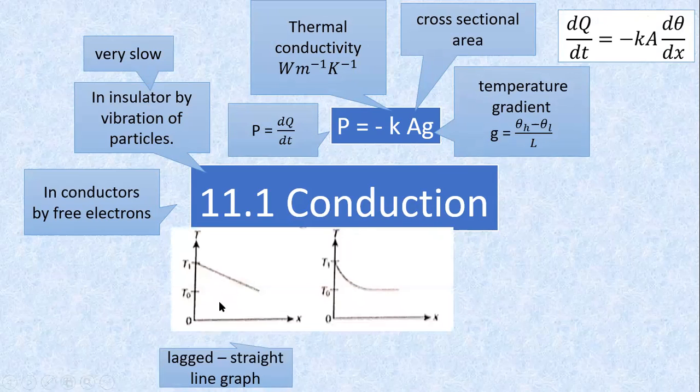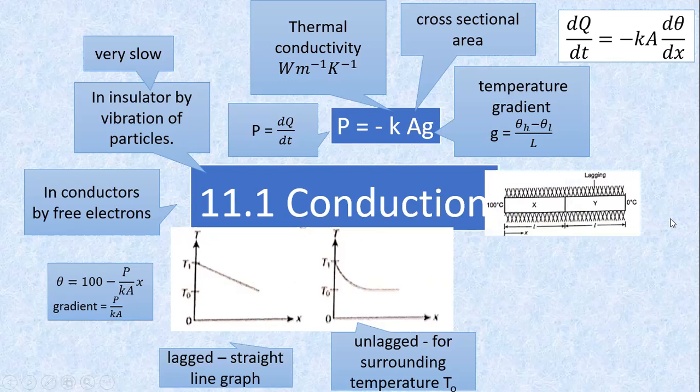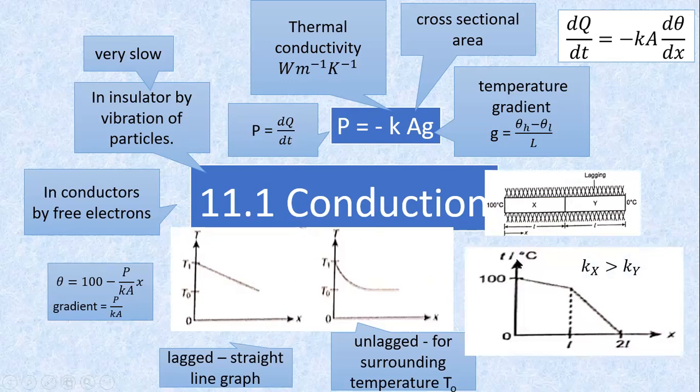This part is for lagging. This graph is unlagged. And then T0 is the surrounding temperature. Right? And then that is the gradient. The gradient gives you your P over Ka, or it is inversely proportional to your thermal conductivity. And that's what we have gone through in the graph. Right? That Kx is greater than Ky. This is less steep and that one is steeper.